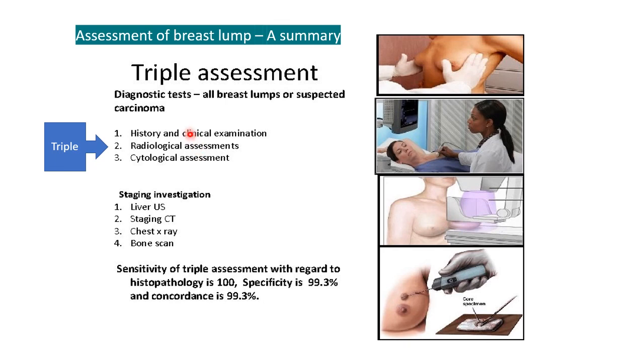Okay, a short note about the triple assessment for diagnostic tests. All breast lumps or suspected carcinoma must be subjected to a triple assessment, which consists of history and clinical examination, radiological assessments like ultrasound and mammogram, and cytological assessment as FNAC. Okay, so this is the clinical examination. This is the ultrasound scan. This is the mammogram, and this is the fine needle aspiration.